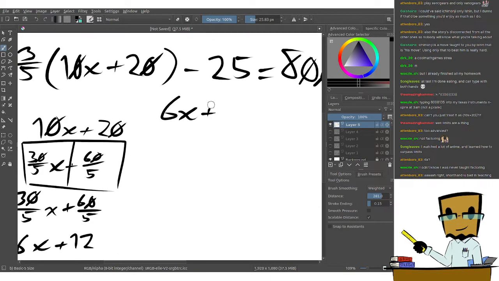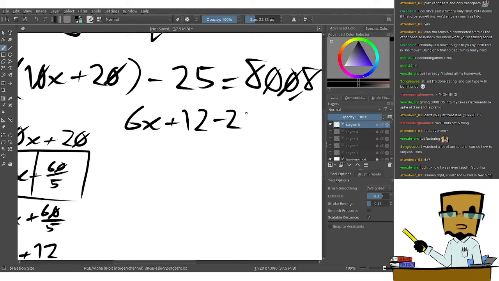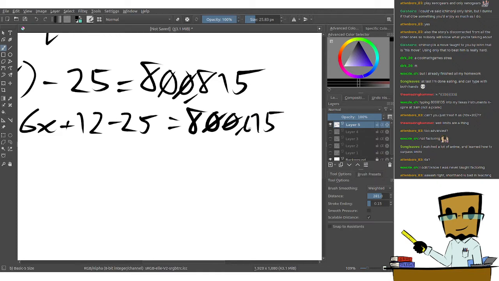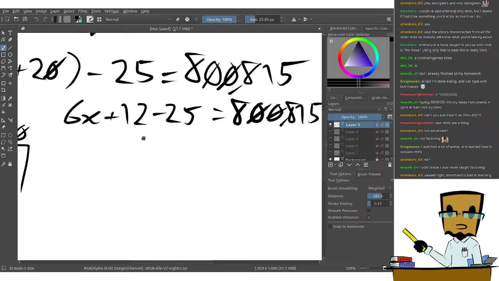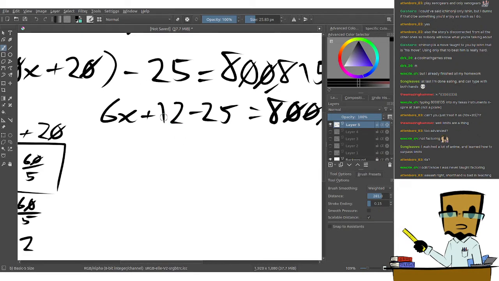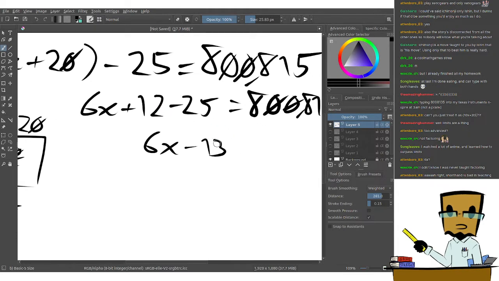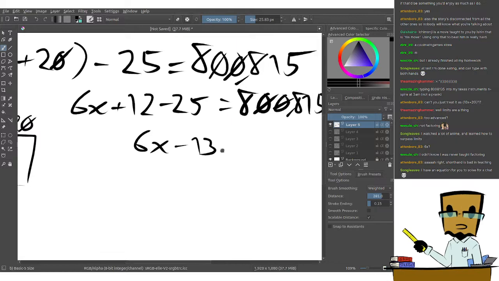6x plus 12 minus 25 equals the big number. Almost messed it up. So, now we can simplify this even further. We have two like numbers. We're adding 12 and we're subtracting 25, so we can do that both at the same time and simplify that to 6x minus 13. Because 12 minus 25 is negative 13. So 6x plus negative 13.